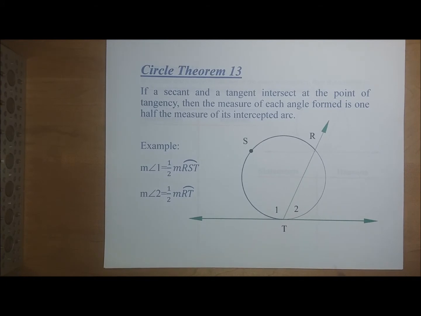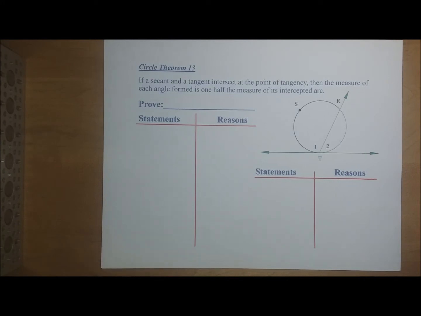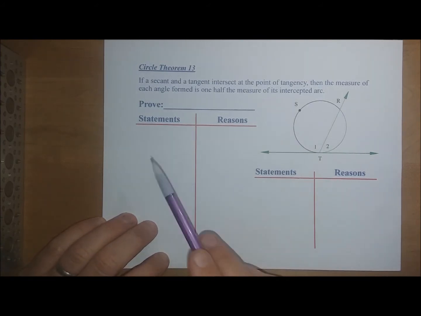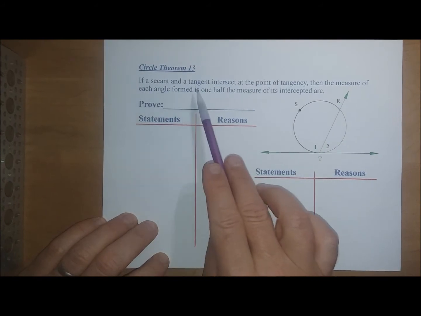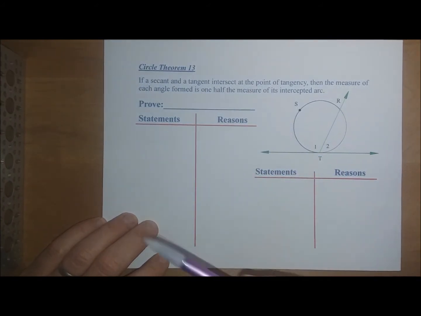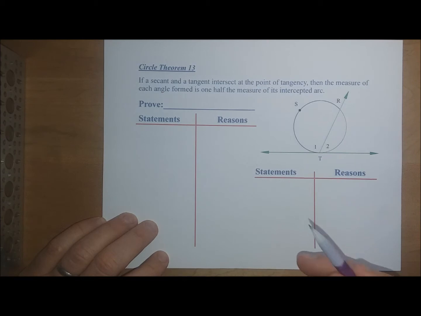Okay, how do we know this is true? Let's prove it. All right, I can think of two ways to prove this. I'm going to show you what I think is the simpler one first. First, let's go ahead and set it up. Remember, if a secant and a tangent intersect at the point of tangency, that phrase after the word if is our given information. That's our hypothesis, right? So a secant and a tangent intersect at the point of tangency.